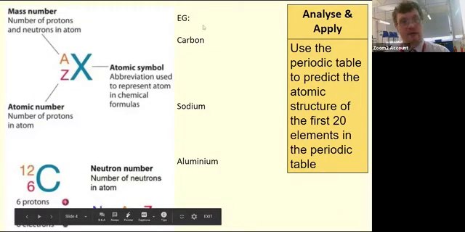Something you might want to have a go at is having a look back at your periodic tables and figuring out the structures, the number of protons, neutrons, and electrons for each of the atoms listed here: carbon, sodium, aluminium.